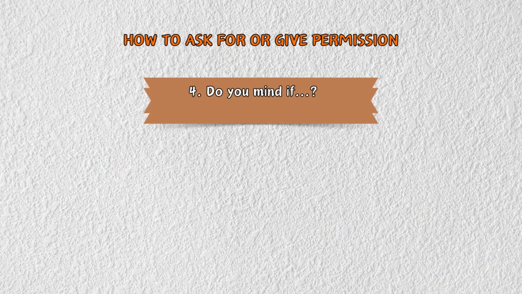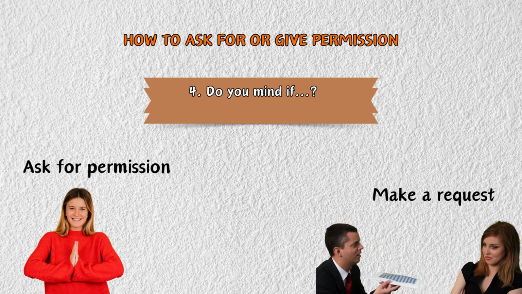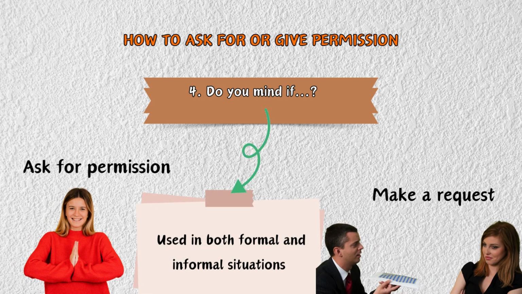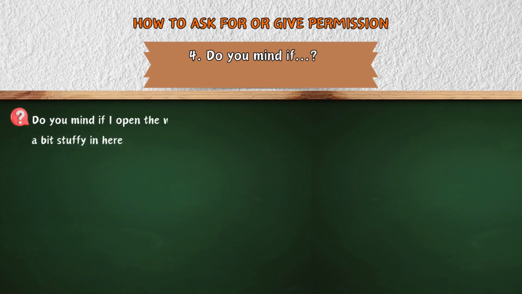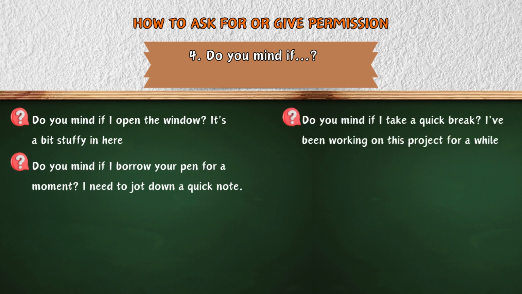Do you mind if? This structure is a polite and casual way to ask for permission or to make a request. It is commonly used in both formal and informal situations. Examples: Do you mind if I open the window? It's a bit stuffy in here. Do you mind if I borrow your pen for a moment? I need to jot down a quick note. Do you mind if I take a quick break? I've been working on this project for a while.